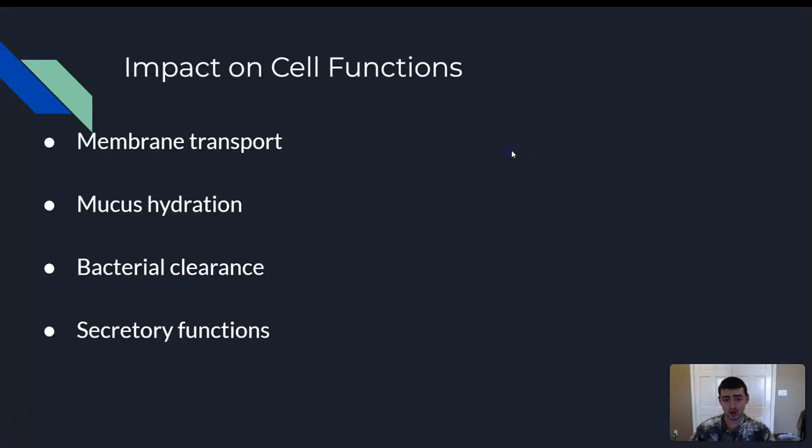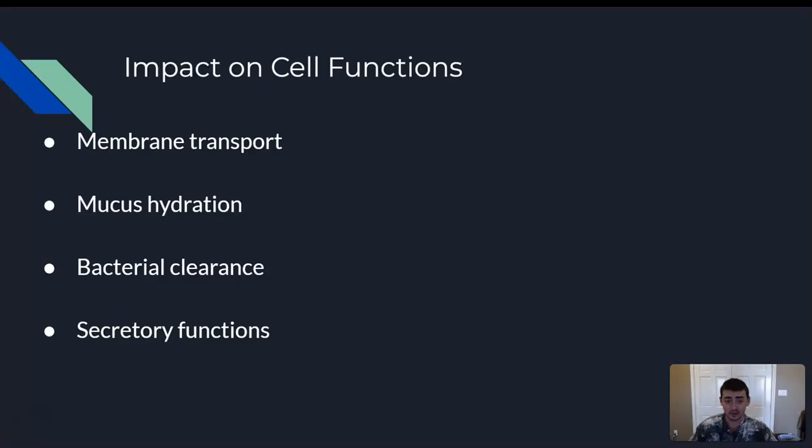Impact on the functions of the cell. This thick mucus affects several important cellular functions. First, it disrupts mucociliary clearance, which is the process cells use to move mucus and trap bacteria. Because the mucus is too thick, the cilia can't move it. Second, secretory functions in organs like the pancreas and intestines become blocked.